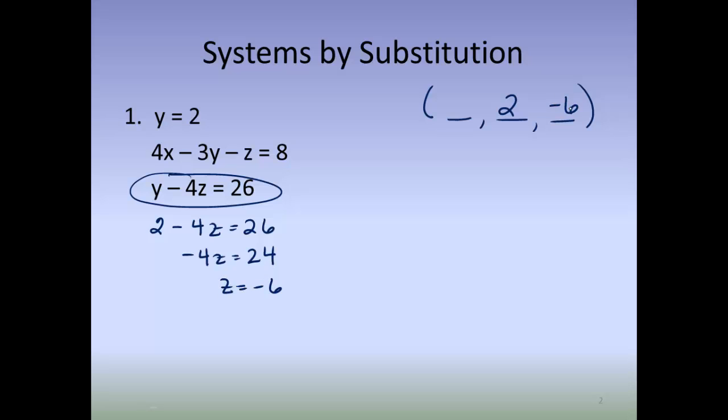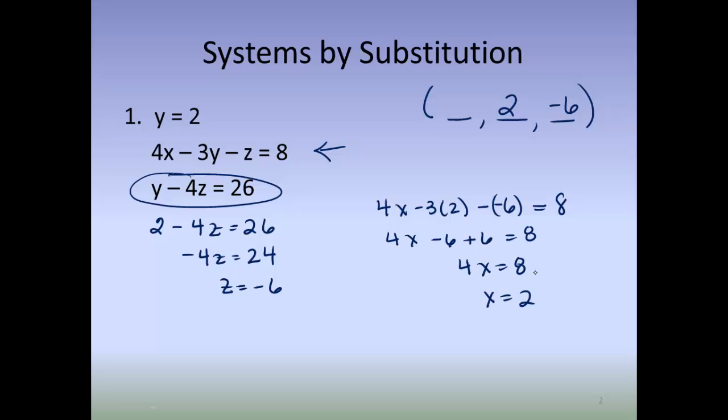So there's my z. Then I can use both the y and the z to substitute into the next equation. So that means I will have 4x minus 3 times 2 minus a negative 6 equals 8. So this is 4x minus 6 plus 6 equals 8, or 4x equals 8, and x will equal 2 also. And that's my ordered triple.